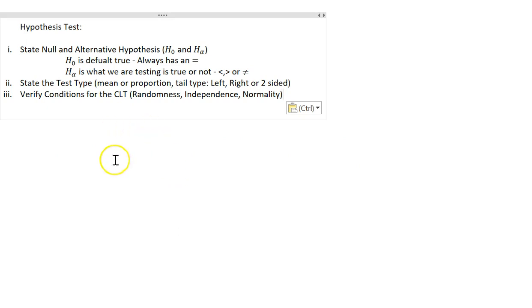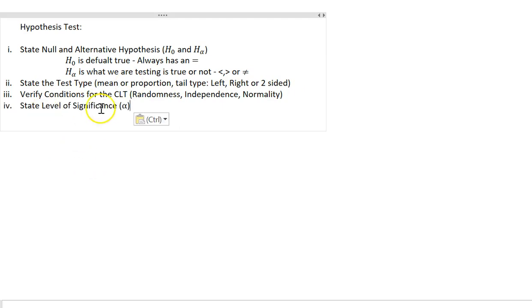So basically, I'm looking at the distribution of sample means, the central limit theorem. I have to have the conditions for the central limit theorem, or I cannot conduct a test. So I have to verify to my reader that I have these conditions. Okay, it's very important.